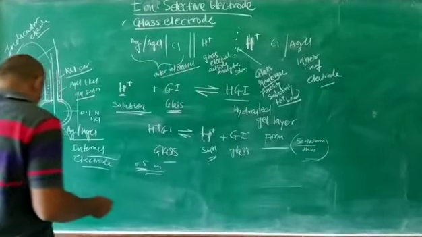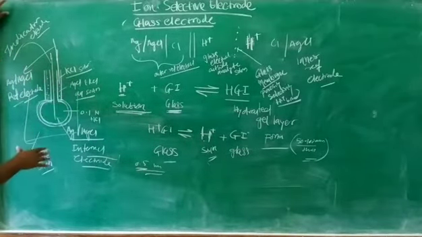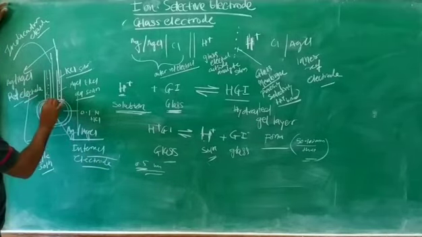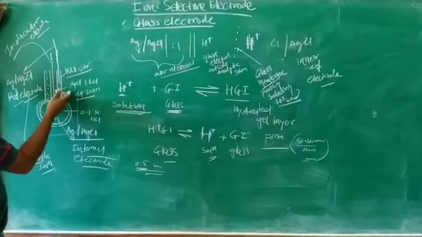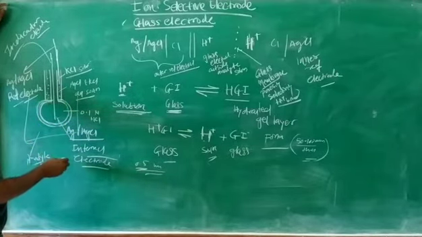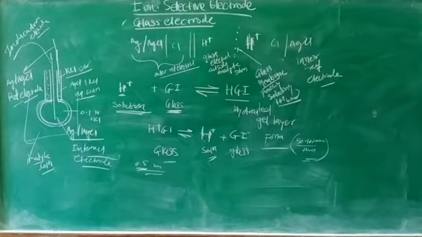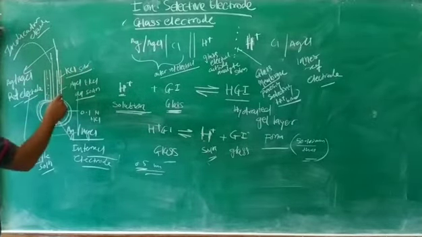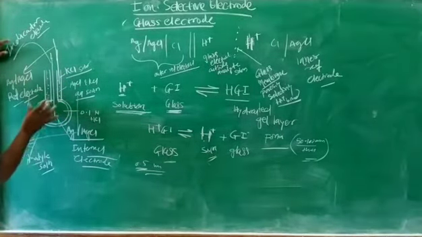So this is the general diagram of a pH electrode. In general, in the pH electrode we use two electrodes. One is the internal reference electrode and another is the external electrode. These are the two electrodes we use in a glass electrode.